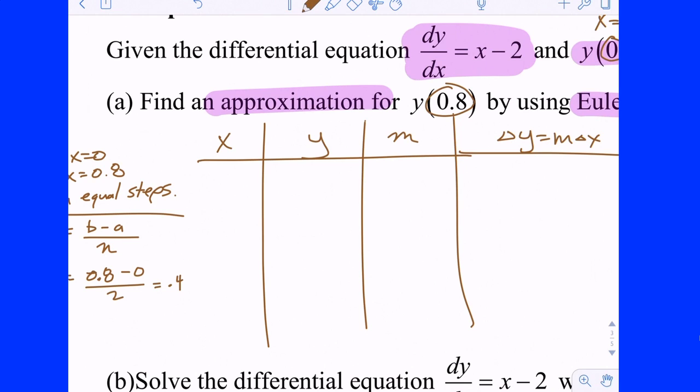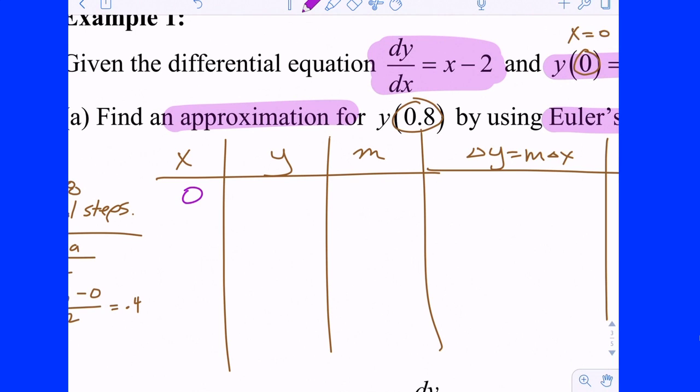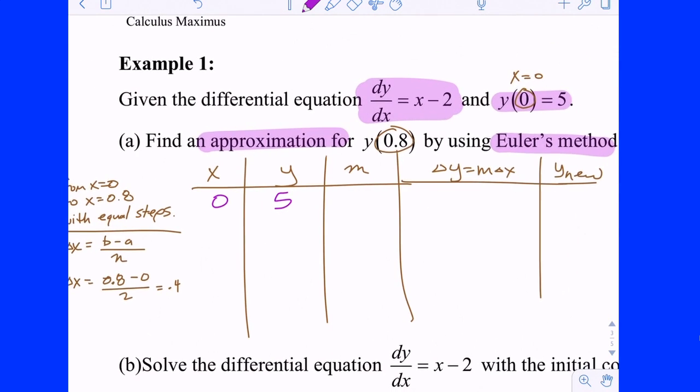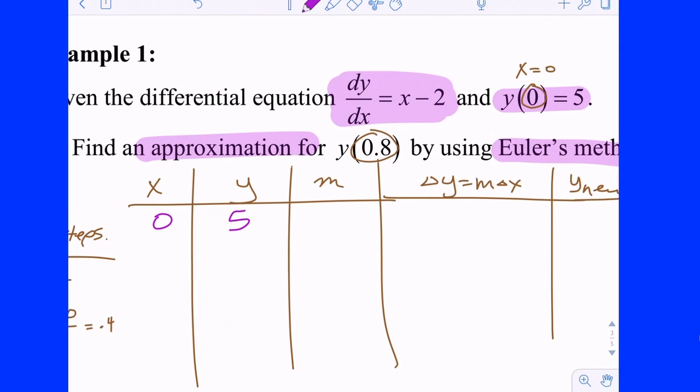Now that you have your delta x, you can go ahead and drop in your original point. It's (0, 5). And now we're ready to go. I need to figure out now what the slope is at my starting point. So I plug it into my derivative. The derivative here is only a function of x, which makes it nice. So what do you get when you plug in the 0 into x minus 2? You get negative 2. So that's the slope of the tangent line there.